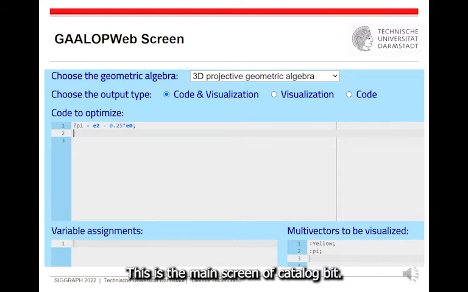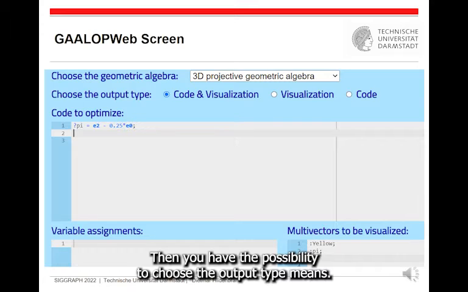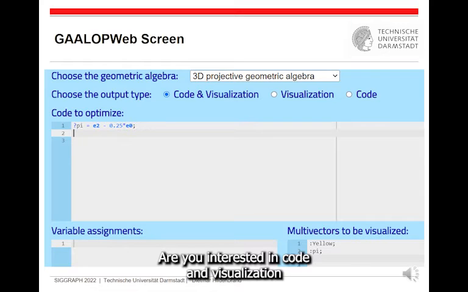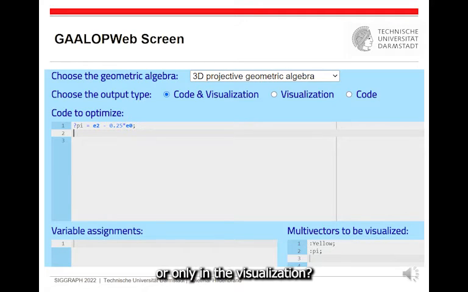This is the main screen of Gallop Web. At the top you can see that the 3D projective geometric algebra was chosen. Then you have the possibility to choose the output type, meaning are you interested in code and visualization, or only in visualization, or only in the generation of some code. Then you can see an area in order to describe your algorithm. It is called code to optimize. And if you are only interested in the generation of code, that's all.